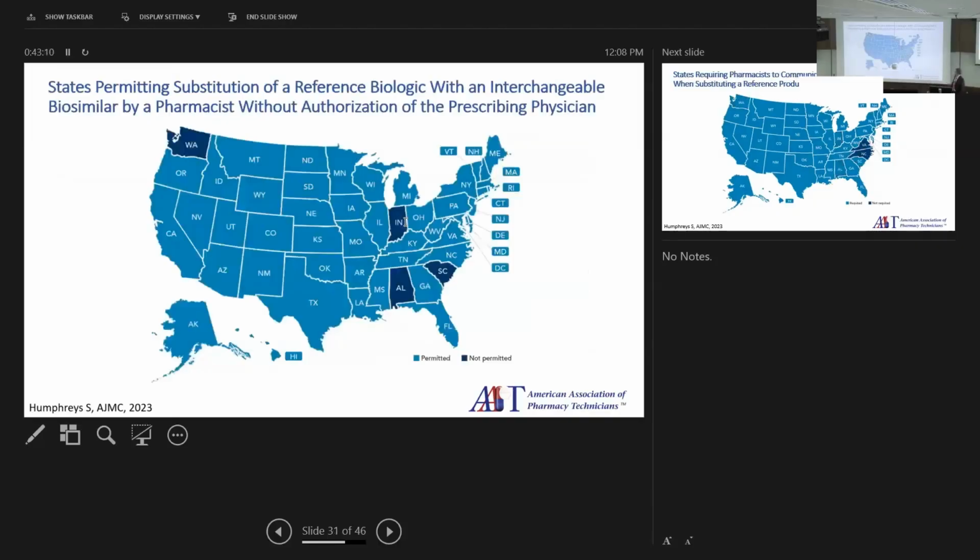So this is a map of states that permit substitution of a reference biologic with an interchangeable biosimilar without needing to have prescriber authorization. So the ones in light blue are permitted to substitute the biosimilar without provider approval. But there are 4 states that do not permit this. So Washington, Indiana, Alabama, and South Carolina, you could not, regardless of what the federal law states, they have stricter laws that require you to get approval from the provider before exchanging a biologic with an interchangeable biosimilar.